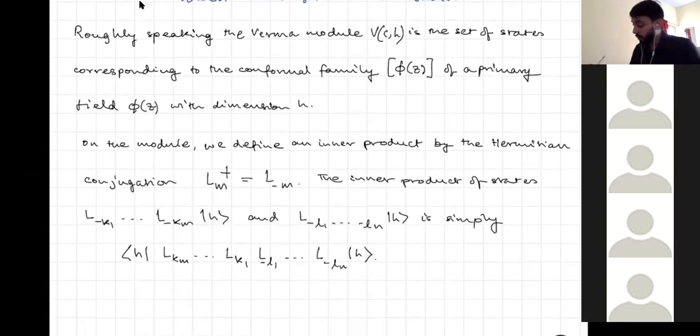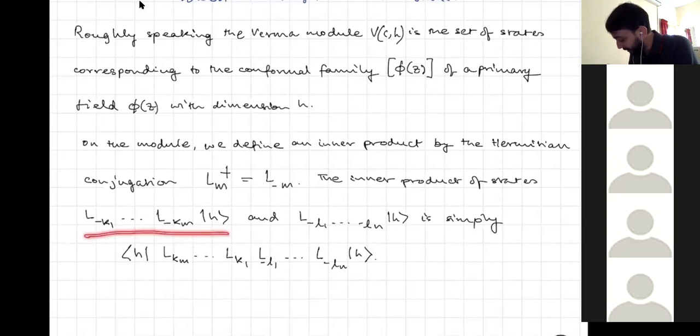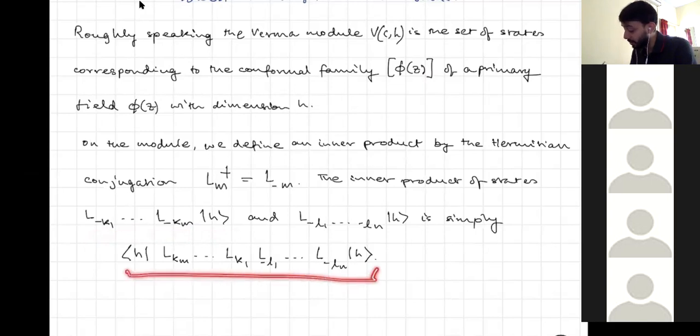Now, what are we going to do? On this module, we are going to define an inner product by the usual Hermitian conjugation, L_n dagger is equal to L_{-n}. Remember, this is the same way that we defined Hermitian conjugation earlier. So if you have two states in this module, L_{-k1} to L_{-km}, and here L_{-l1} to L_{-ln}, the inner product of these states is just this. The signs will change, and since it's a dagger, the ordering will also change.